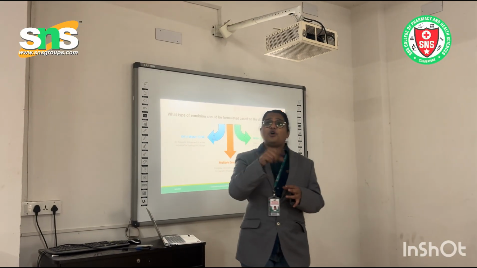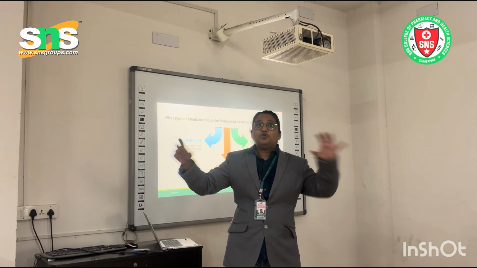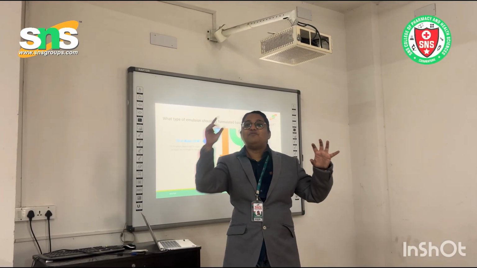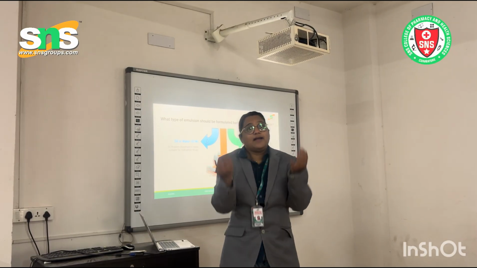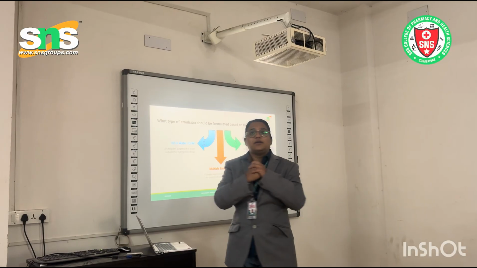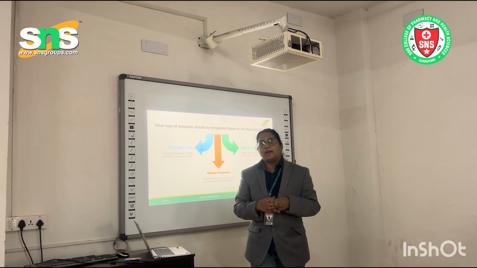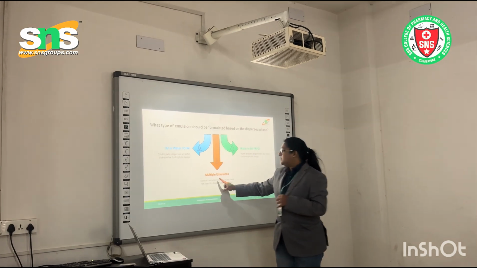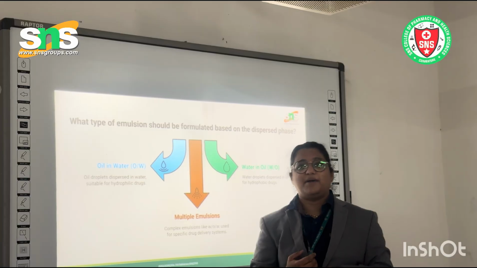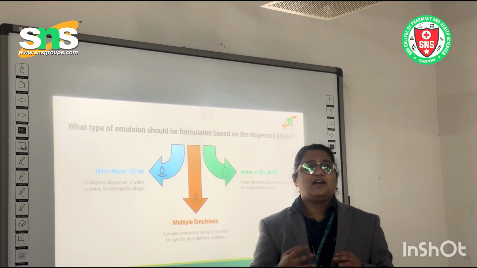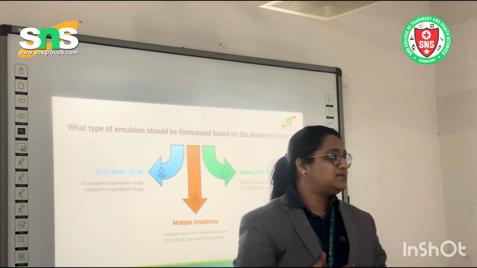Now coming to W/O/W: 2 phases are water phases and one phase is oil. So here again there are more than 2 phases. That's why it is called multiple emulsion. These multiple emulsions are complex emulsions. We feel it is very difficult to prepare this kind of emulsion.